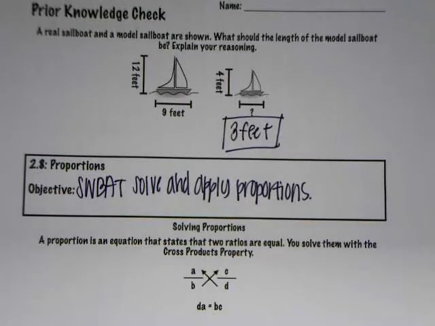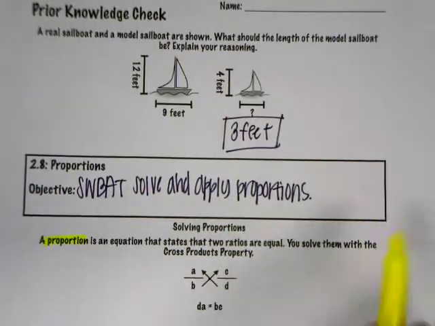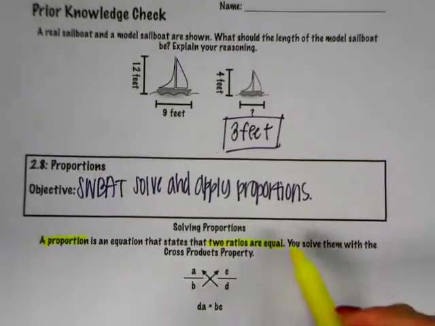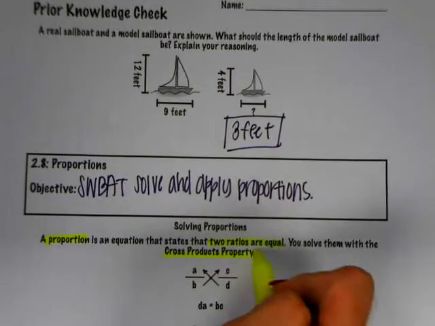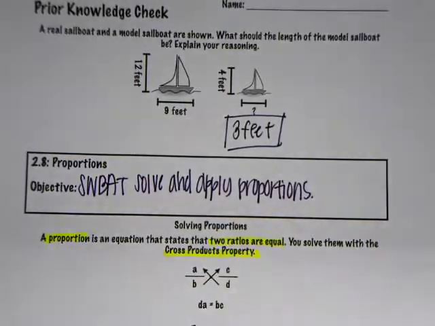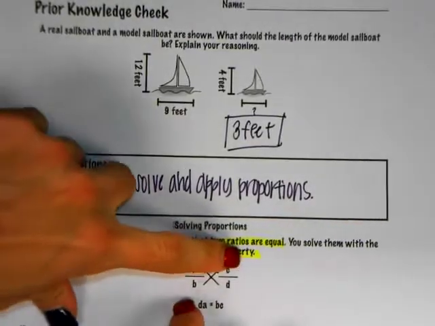All right, so first, what a proportion actually is. So, grab this. A proportion is an equation, so it has an equal sign in between, and it states that two ratios are equal. And ratios, remember, those are just fractions. We're just synonymous with fractions at this point. And then we solve them with the cross products property. What that property says is that if you multiply the two diagonals together, they're going to be the same. So this diagonal is going to equal this one when you multiply them together.